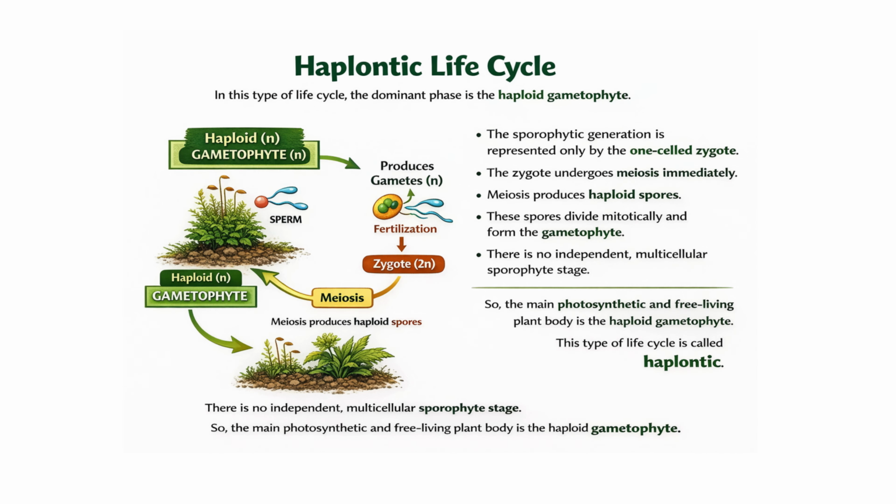Now let us understand the haplontic life cycle. In this type of life cycle, the dominant phase is the haploid gametophyte. Here, the sporophytic generation is represented only by the one-celled zygote. The zygote undergoes meiosis immediately. Meiosis produces haploid spores. These spores divide mitotically and form the gametophyte, and there is no independent multicellular sporophytic stage. So, the main photosynthetic and free-living plant body is the haploid gametophyte. This type of life cycle is called haplontic.